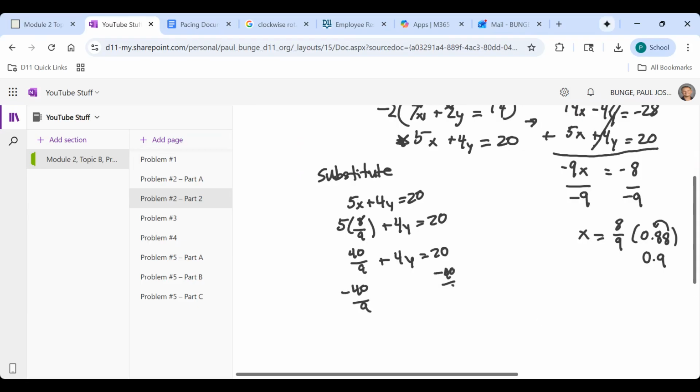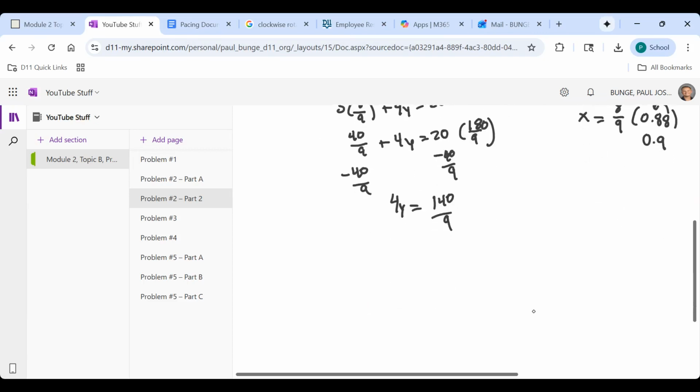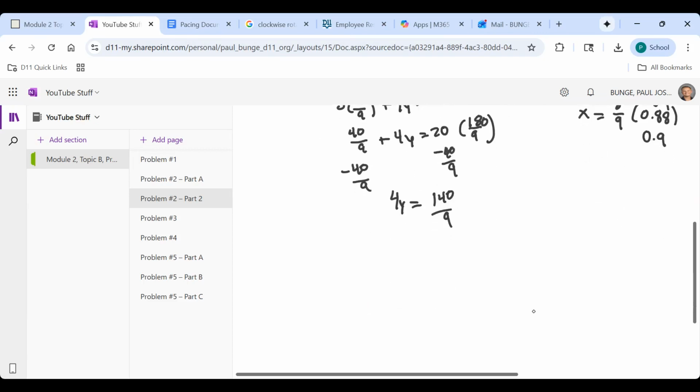Subtract 40/9. Now, the easiest way to do this is if we change 20 into 9ths. So if I did that, that means that I need to multiply 9 by 20, which means that this is going to be 180/9. So I'm left with 4y equals, when I take away 40/9, that's going to be 140/9. I know this is getting nasty, but just because it is doesn't mean you're doing something wrong.